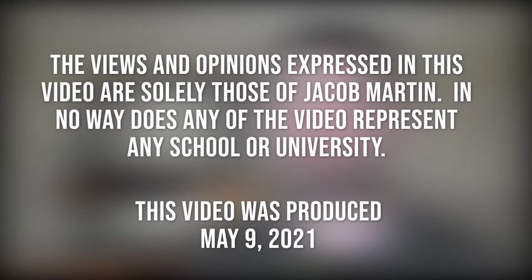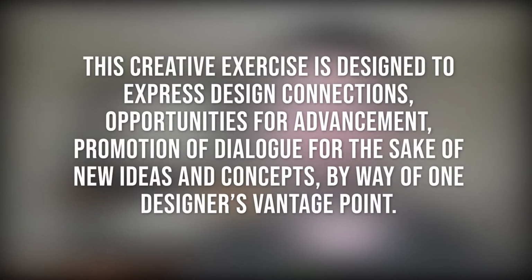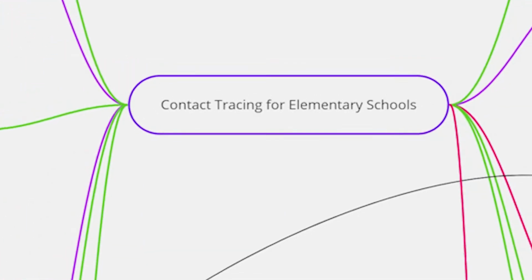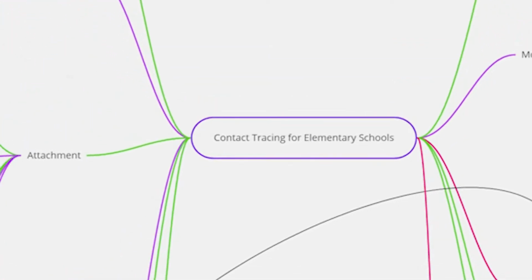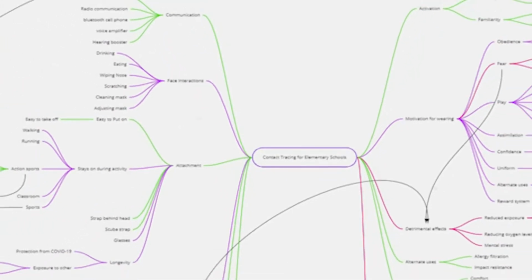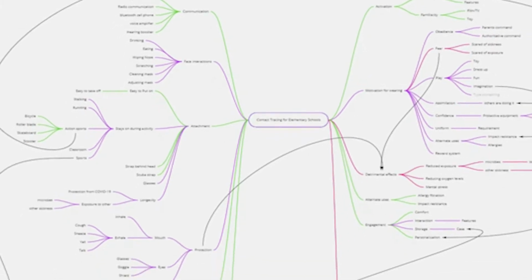There is also risk that the repackaging of information could be misinterpreted. This creative exercise is designed to express design connections, opportunities for advancement, and promotion of dialogue for the sake of new ideas and concepts, by way of one designer's vantage point. We're going to touch on quite a few variables, and we'll simplify and define some parameters to focus in on some more contained scenarios. Just remember when information is presented in a matter-of-fact delivery to still question and ask what if, why not.